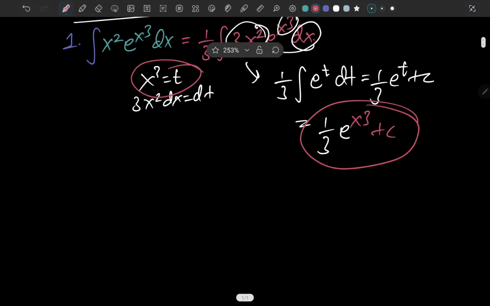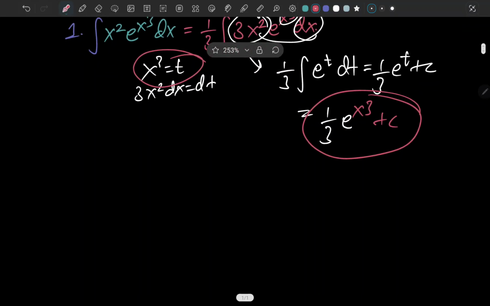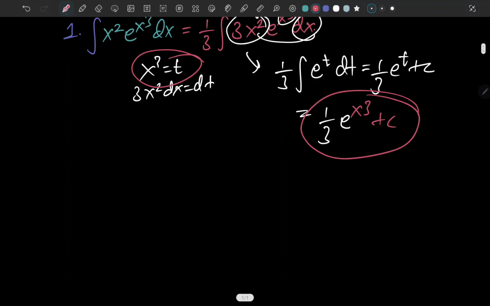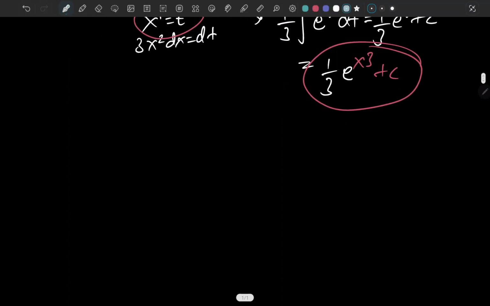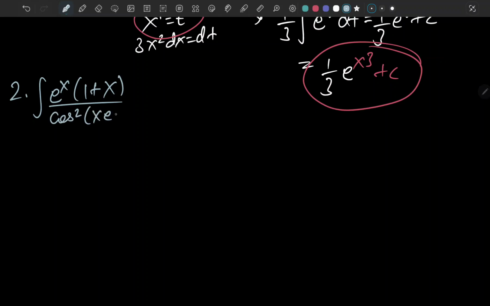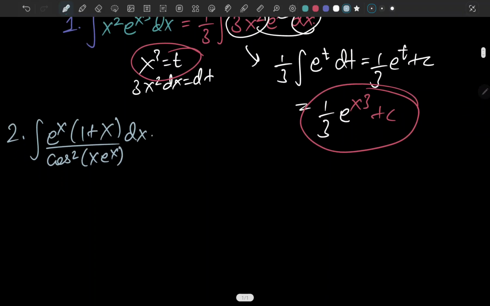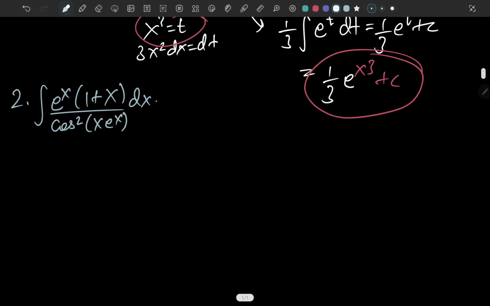It's very easy, I know, but still I want you to practice some questions. Let's move on to the second question, which says: integral of e to the x times (1 plus x) over cos squared of x times e to the x. Again, it's not that difficult to understand, but if you can't, you should check out the derivative of this function.